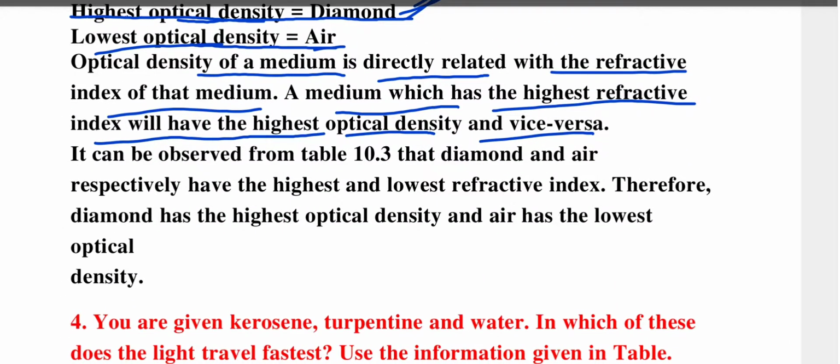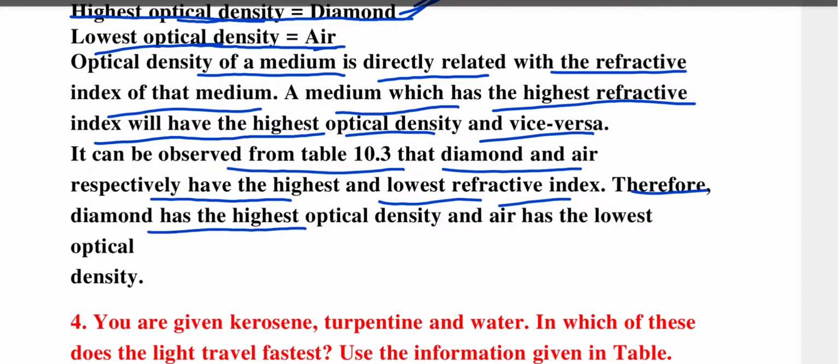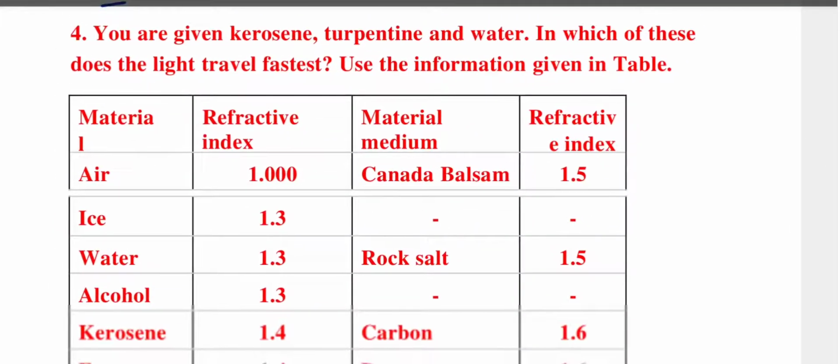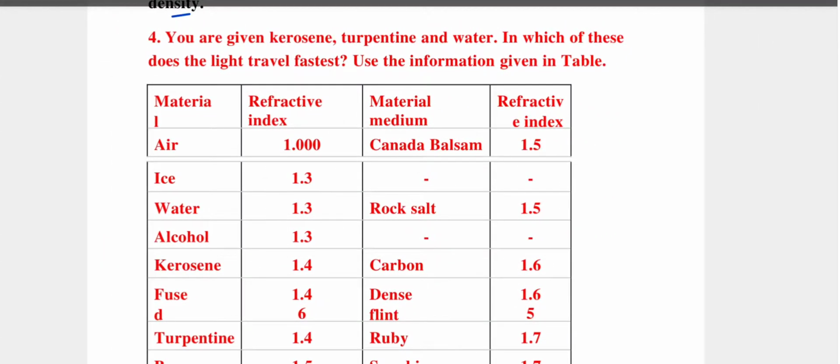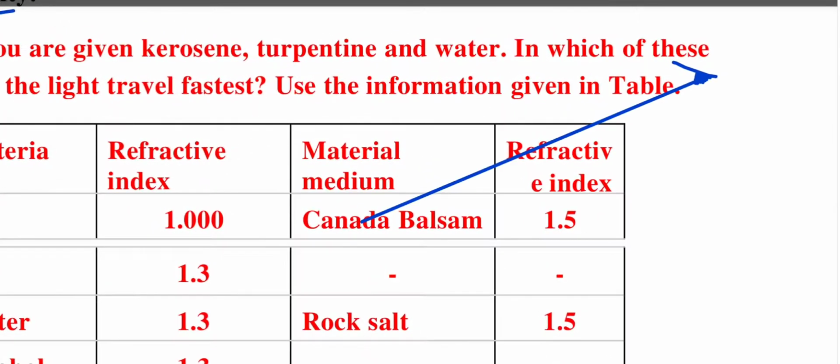So we can see from the table that diamond and air respectively have highest and lowest refractive index. Therefore diamond has highest optical density and air has lowest optical density. So hope you have understood it clearly. So we will move on to the next question.